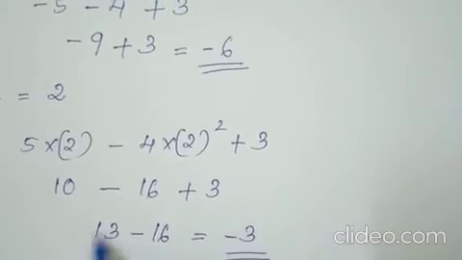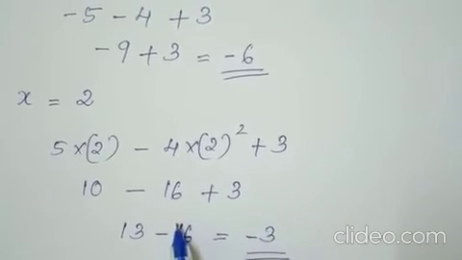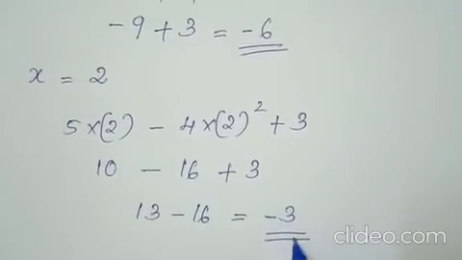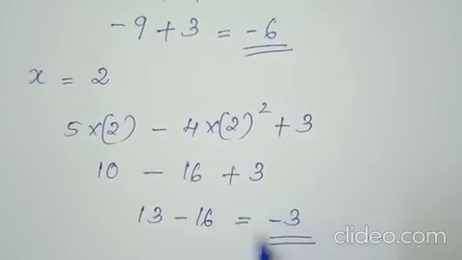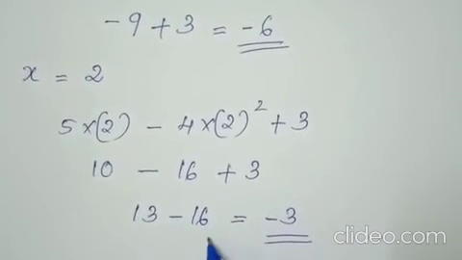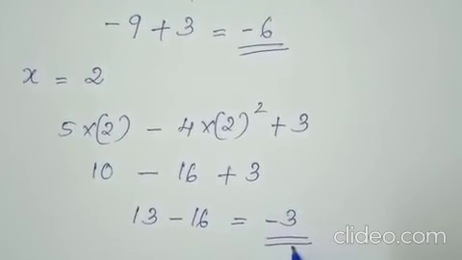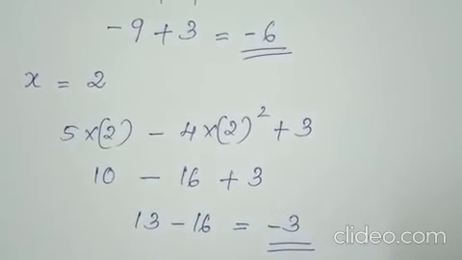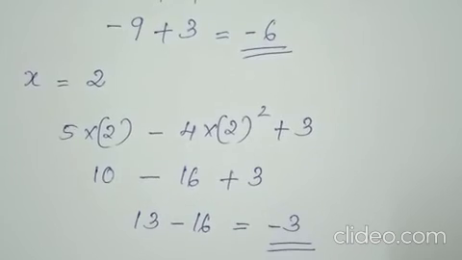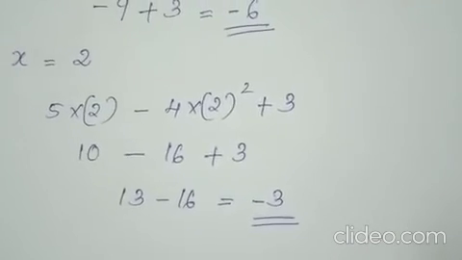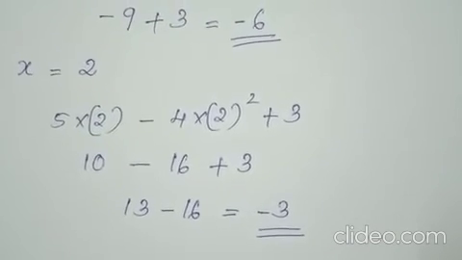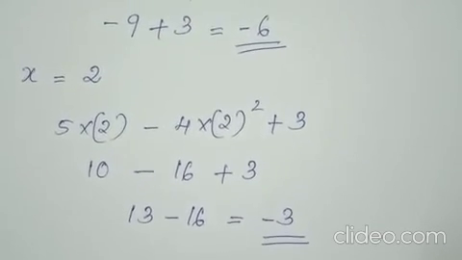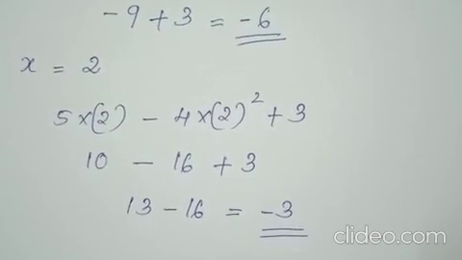You can either use 10 minus 16, that means negative 6, plus 3, which is negative 3. Otherwise, the positive numbers you can add, 13 minus 16 equals negative 3. So in this way we are finding the value of a polynomial. Understood? So next class we will study the factor theorem and also algebraic identities. Understood? Thank you.